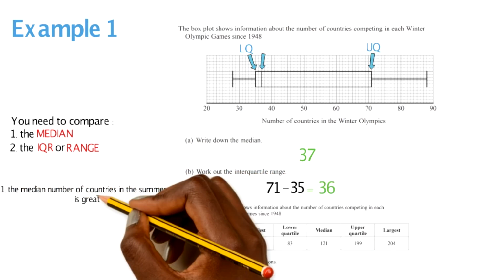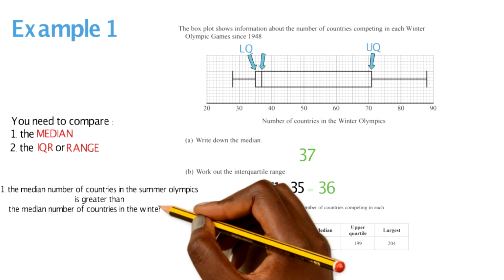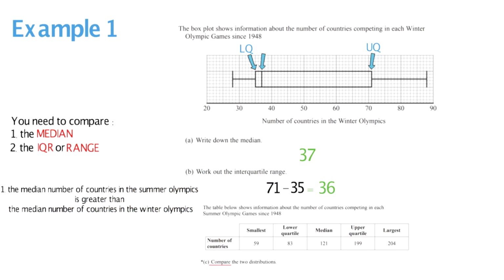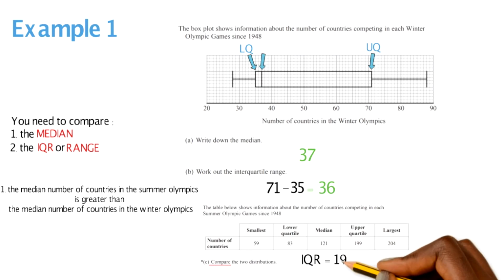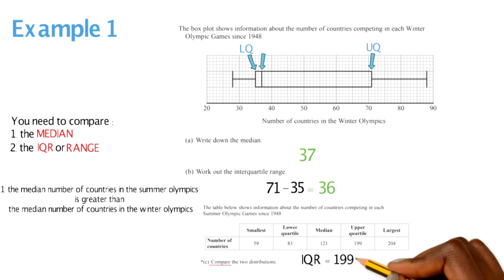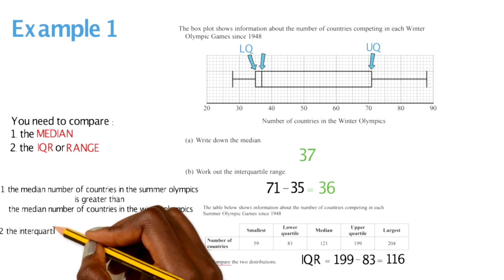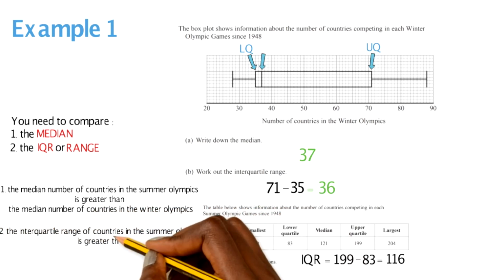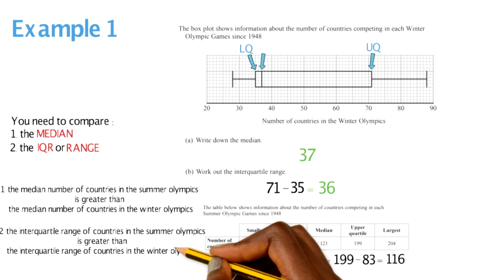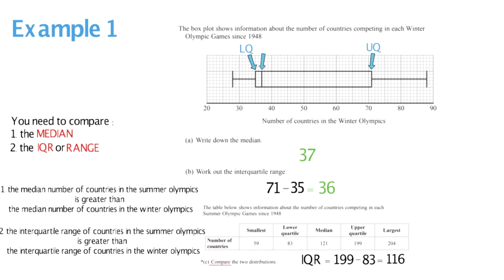So in this scenario, I'm comparing the two medians, and I'm saying that the median of the Summer Olympics is greater than the median of the Winter Olympics, because for the Summer Olympics it was 121 and Winter was 37. Then now I'm working out the interquartile range for the Summer Olympics, which was 116. So if I'm comparing the interquartile ranges, I can say that the interquartile range of countries in the Summer Olympics is greater than the Winter Olympics, because it was 116 compared to 36.